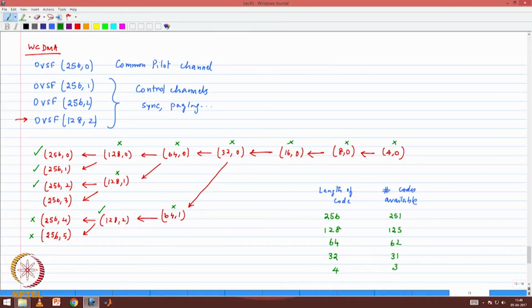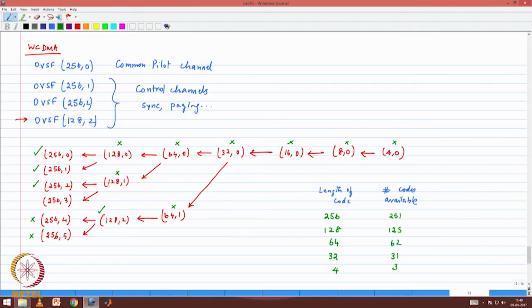At any time, if you have assigned one code, you must block out all the successors and the predecessors. That's the most important thing, because if you don't do that, you will violate orthogonality and the performance of your system will go down. Okay? Once you have a map like this, all you have to do is put the tick marks and the X marks, and when you actually write it as a program, this is very easy to handle.